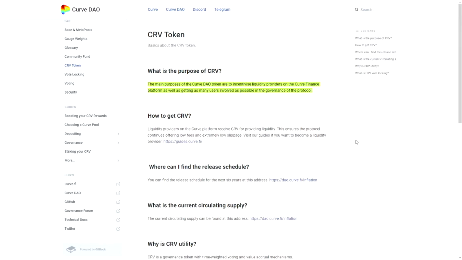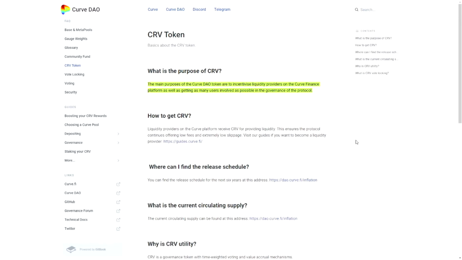So a DAO is a decentralized autonomous organization. This means that there is a decentralized organization which does the governance of the entire Curve project. Now, the main reason why they did this is because the SEC or anyone else can't go after a DAO because it's a decentralized organization.